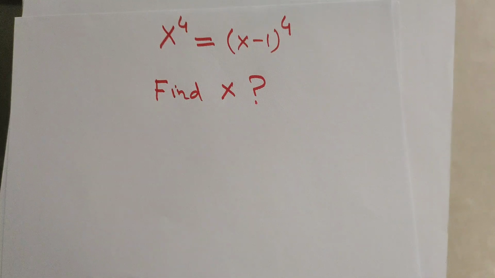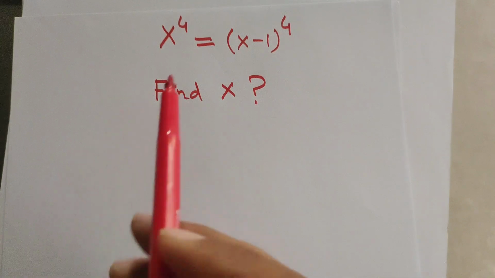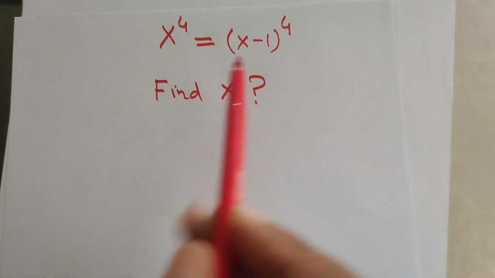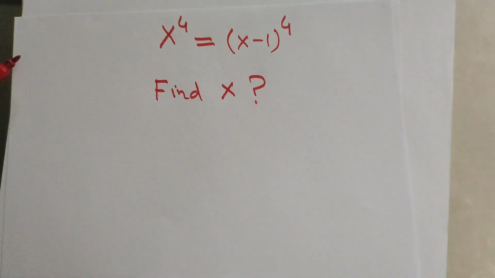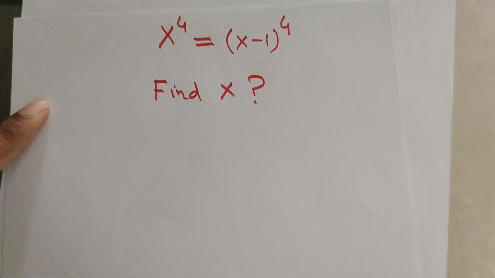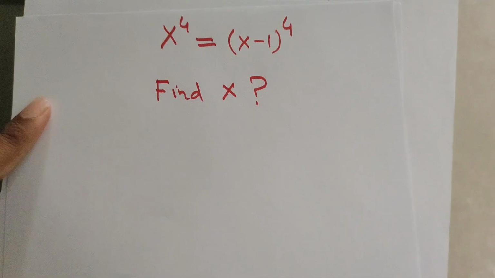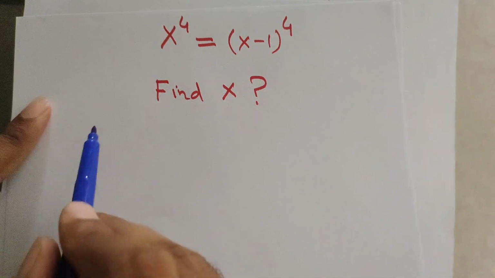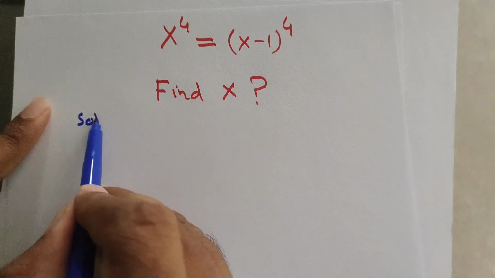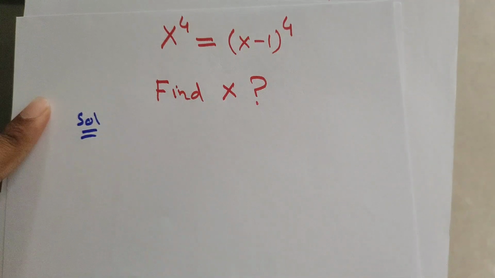Hello everybody, here is a very nice algebraic expression of order 4. We have x^4 equal to (x minus 1) raised to power 4, and we are interested to find the value of x. In order to find the value of x, if we directly calculate it, we may get some problem. In order to solve this problem, we have to rearrange this equation.